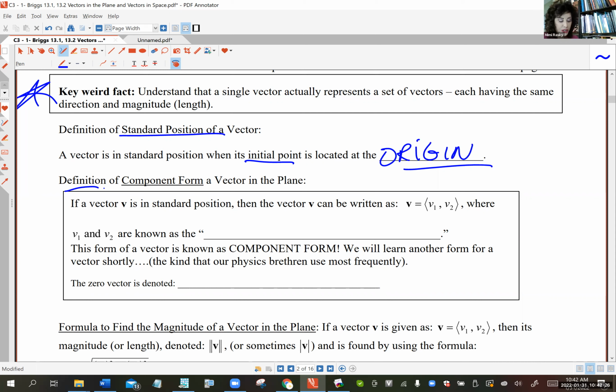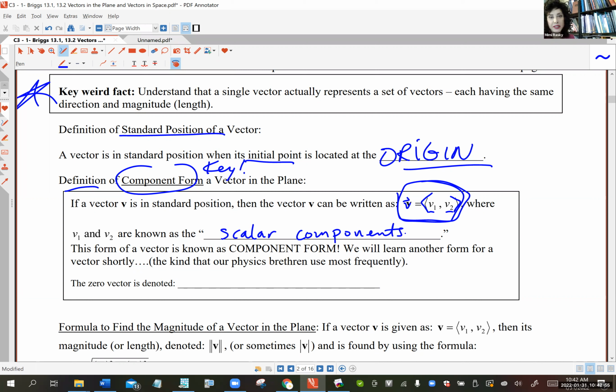Now let's do another definition. Component form. This is key. The component form of a vector in a plane, when your vector is in standard position, is written like this. You have your boldface V equals, and then you have angular brackets, and then a number, comma, a number. The V1 and V2 represent scalar components of the vector. So they're just pure real numbers. We're going to use component form for the rest of the semester, and you're going to use it too when you write down vectors on your handwritten work.